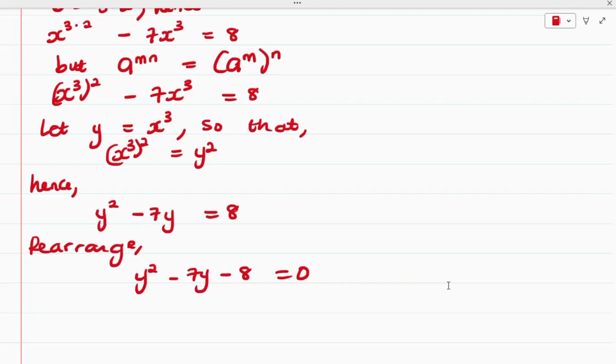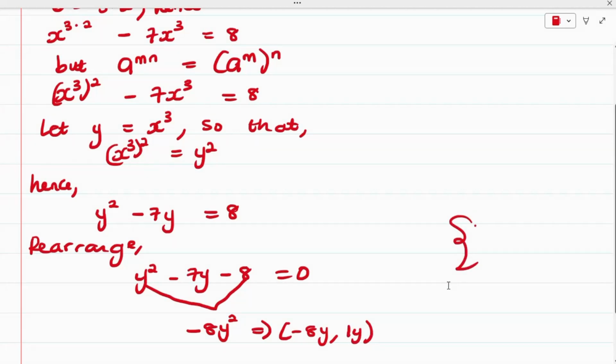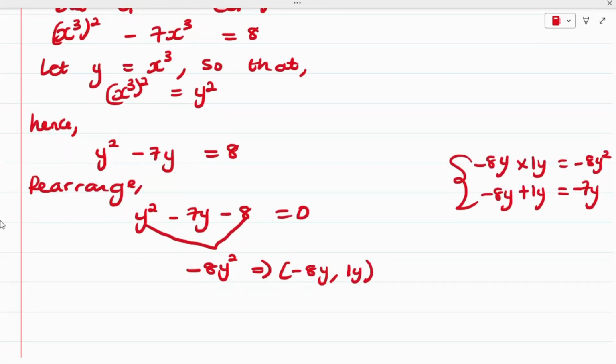We are going to take the coefficient of y squared and the constant and multiply them. We have minus 8y squared. So you think of two numbers that when you multiply them give us minus 8y squared, and when you add them you have minus 7y, and the two numbers that come to mind are minus 8y and 1y. This implies that minus 8y times 1y is equal to minus 8y squared, and minus 8y plus 1y is equal to minus 7y. So at this point we have y squared, and in place of 7y we put minus 8y plus 1y, minus 8, and this is equal to 0.